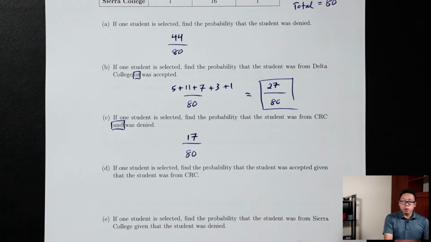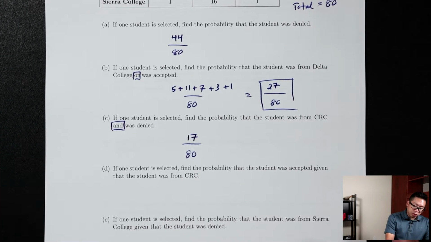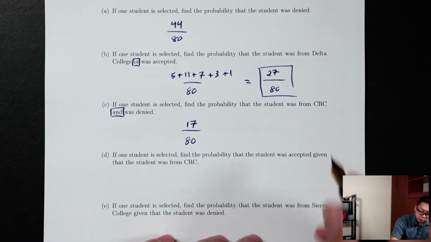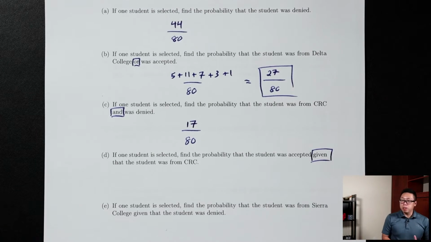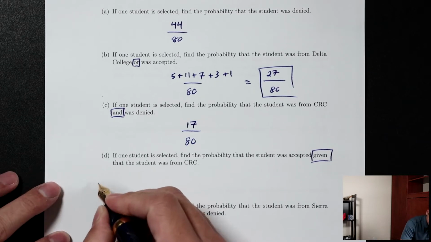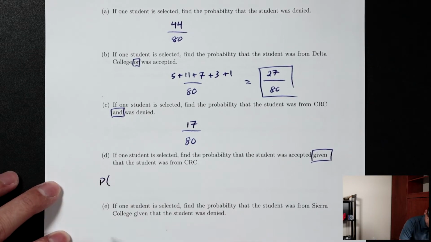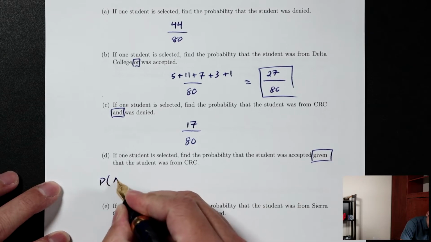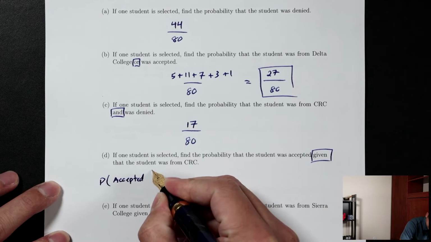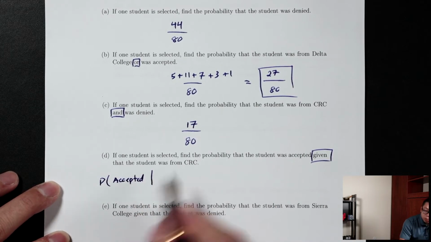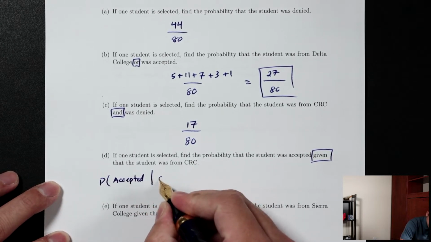Part D, if one student is selected, find the probability that the student was accepted given that the student was from CRC. Keyword here is the word given. Given means that we're going to be talking about conditional probability. For these given problems, I'm going to use symbols. In symbols, what I'm looking for is the probability accepted, given is the line, student is from CRC. So accepted, given, CRC.